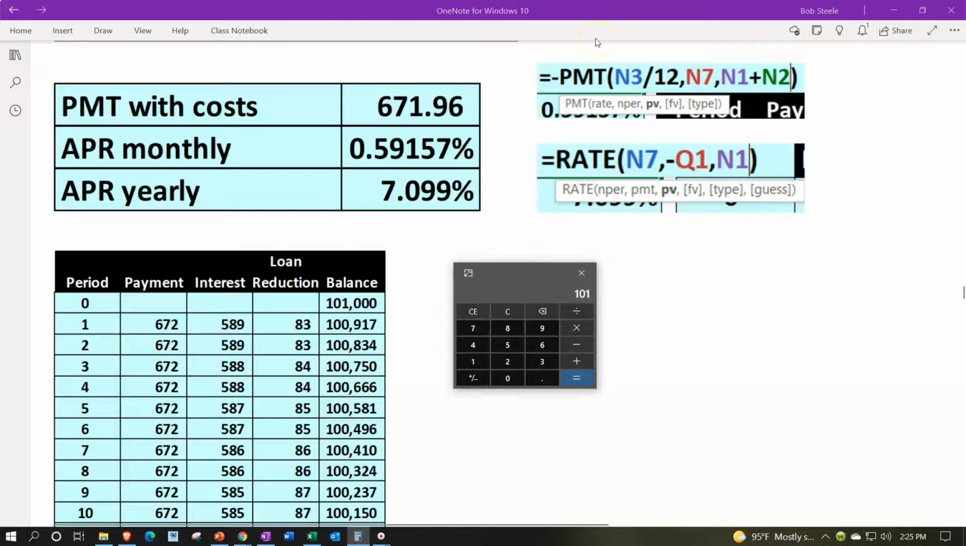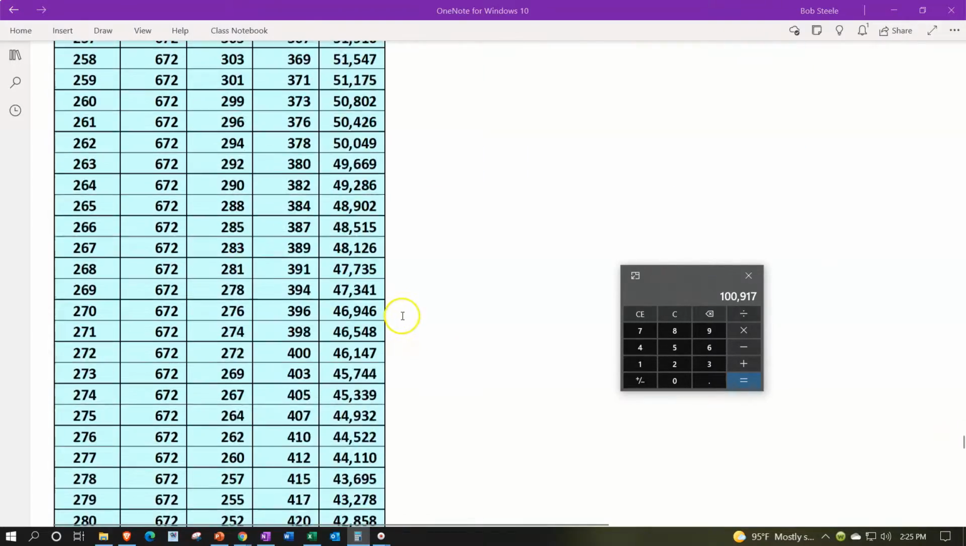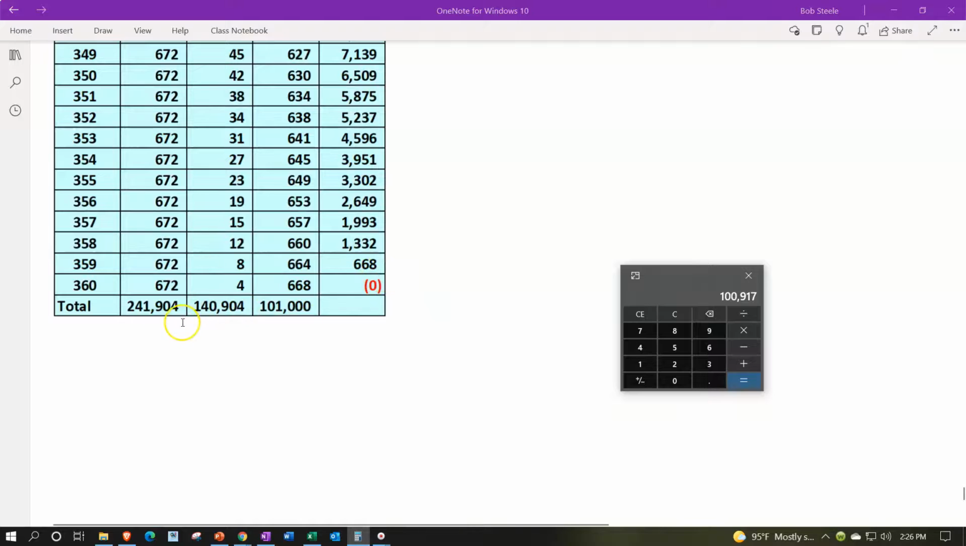And then we do our 101,000 minus the 83 and so on to get the 109.17. And if we did that all the way down, we get to our totals down below. The bottom line number is 0, and we can compare this to our online calculator.